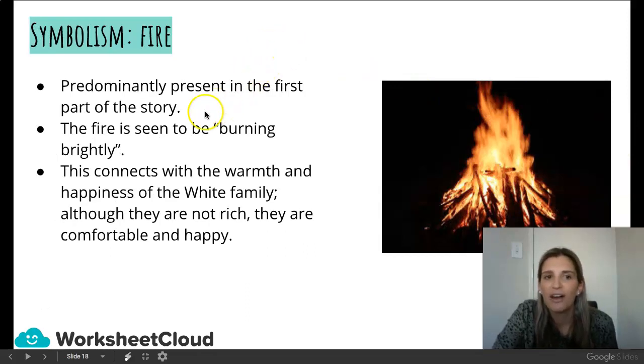Also, fire, predominantly present in the first part of the story. Now, we didn't get to read it together. We just got a little summary, because we'd be here forever if I had to read it to you. The fire is seen to be burning brightly. This connects with the warmth and happiness of the White family. Although they are not rich, they are comfortable and happy. And that's supposed to create this calming and happy and warm mood.